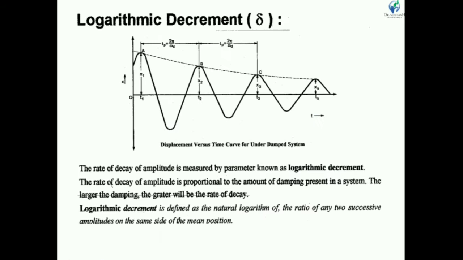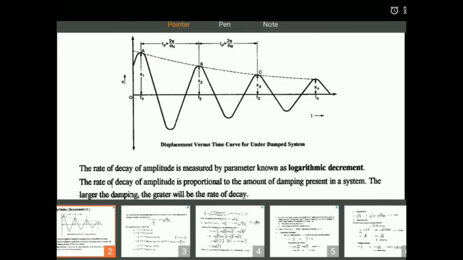So let us start. First of all, we have already discussed the underdamped system. We know that an underdamped system has a cyclic, periodic motion, but the amplitude of vibration continuously decreases with respect to time. Here we are going to discuss logarithmic decrement. It is denoted by delta. So delta is the logarithmic decrement.